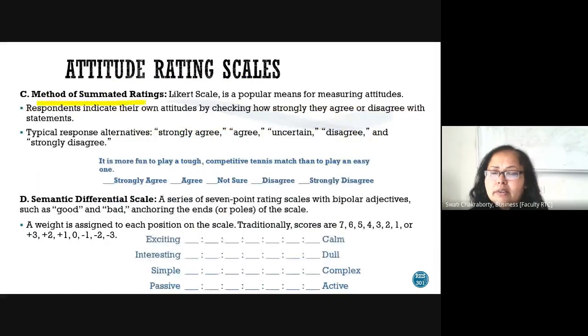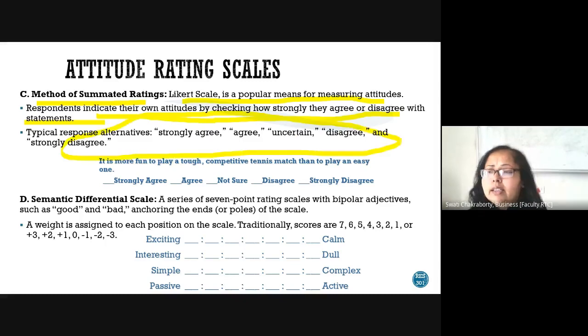Method of summated ratings. Likert scale is a very popular method of measuring attitudes. Respondents indicate their own attitudes by checking how strongly they agree or disagree with statements. And some of the typical alternatives could be strongly agree, agree, uncertain, disagree, strongly disagree.